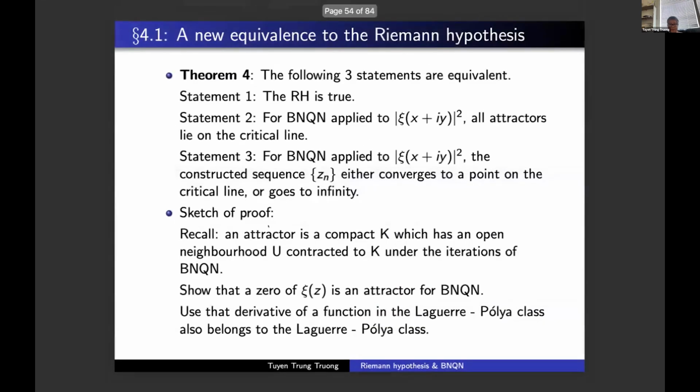And here is the explanation. An attractor just means a point, or more generally a compact set K, such that you have an open neighborhood which is mapped into K under the iteration of your dynamics, your method, and in this case it is BNQN. And then we can show that any root of the Riemann zeta function is an attractor. If the Riemann hypothesis is true, then zeta is in the Laguerre-Pólya class, and the derivative also, and so the roots of zeta and zeta prime are all on the critical line. Because Zn will converge to a root of zeta or zeta prime, it must converge to the critical line.